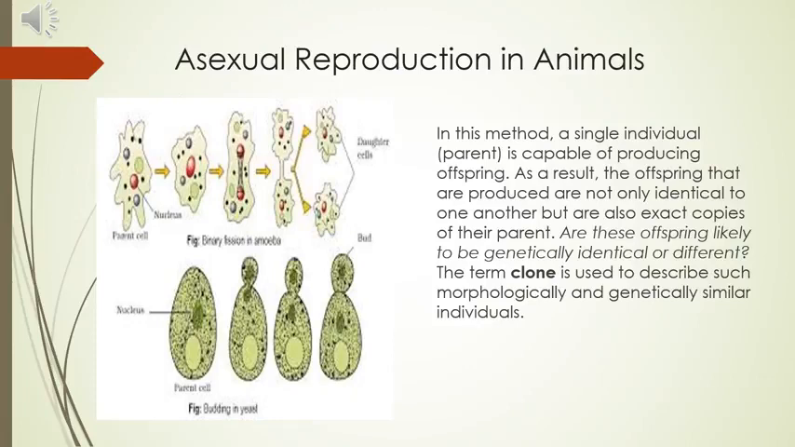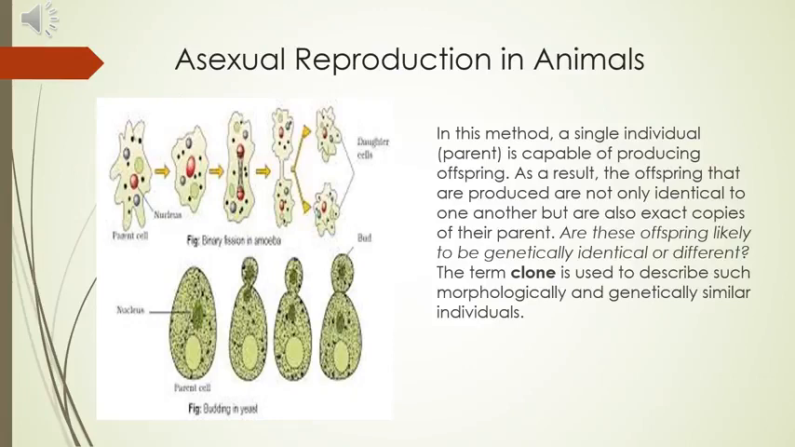So in that way, sometimes they are exactly identical copies of their parents, morphologically as well as genetically similar, and that time we call it a clone. And if there is a certain variation, maybe we cannot use the term clone. So this is about asexual reproduction, and how we can describe the term clone.